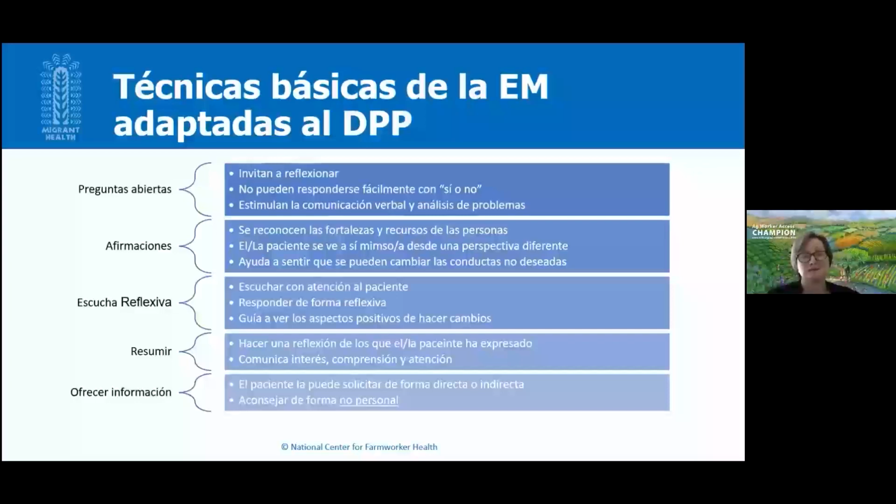Those types of questions don't let us see beyond that first encounter. They'll be able to tell us yes or no, but we won't do anything more. So we need to really stimulate the conversation and the problem solving, the problem analysis.